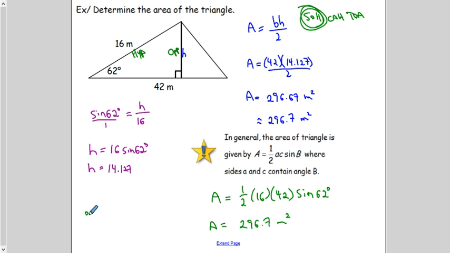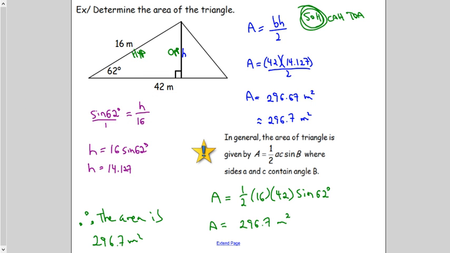And let's do a little therefore statement. Therefore, the area is 296.7 meters squared. Okay, so you can do it from scratch, or if you want, you can use this shortcut if you know two sides and the angle in between them. That's a nice little shortcut for finding the area of a triangle.